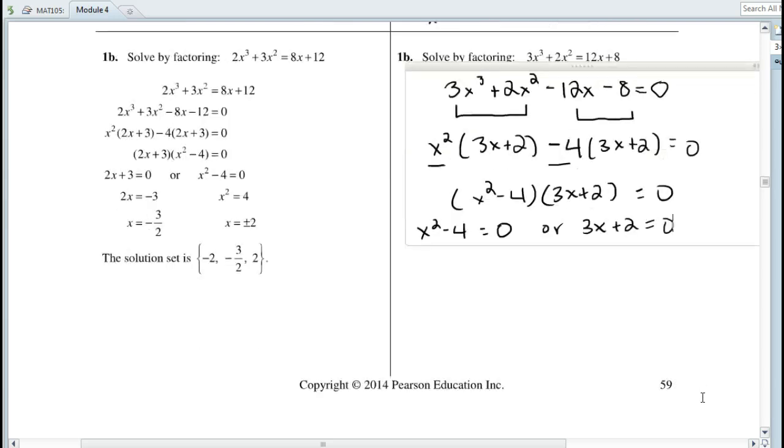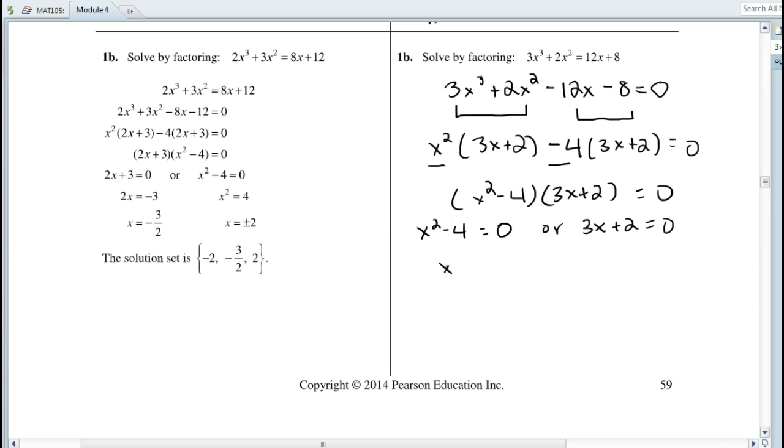And that is just the zero product property. If you have two things that multiply and make 0, one of the two factors has to be 0. So solving these you can do rather quickly. If you need a review, please ask me. But we'll just have x squared equals 4.